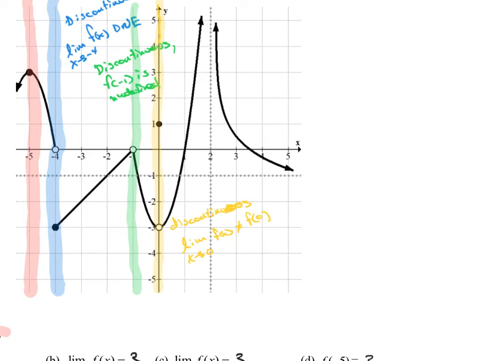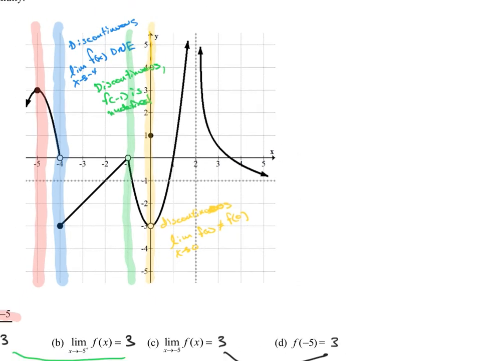So that's why you would say it's discontinuous. It's discontinuous because the limit as x approaches 0 of f of x is not equal to f of 0. The limit's not equal to the function value at that point. So we need to include that 0 there. All right, the next question would be at x equals 2.